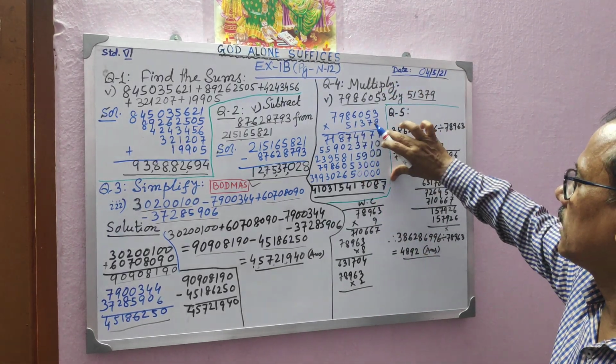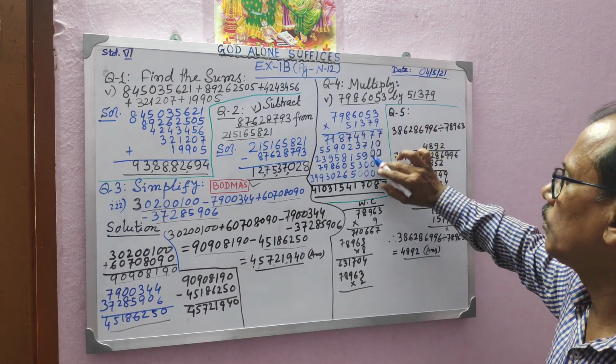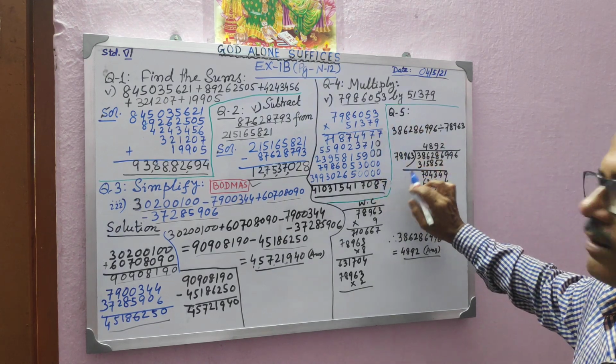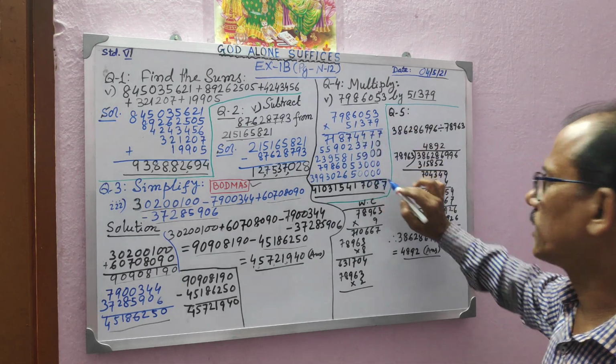But once it is a 10 digit, the first place has to be 0. Once it is a 100 digit, the first 2 places have to be 0. Once it is a 1000 digit, the first 3 places have to be 0. Then we have to begin. Once it is a 10,000 digit, the first 4 places have to be 0.